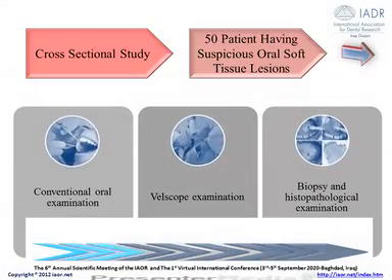The design of the study was a cross-sectional study involving 50 patients with suspicious oral soft tissue lesions. After recording the patient's information and history in the patient's data sheets, the patients underwent conventional oral examination, followed by the viloscopy examination, and then biopsy and histopathological examination of the suspicious sites.